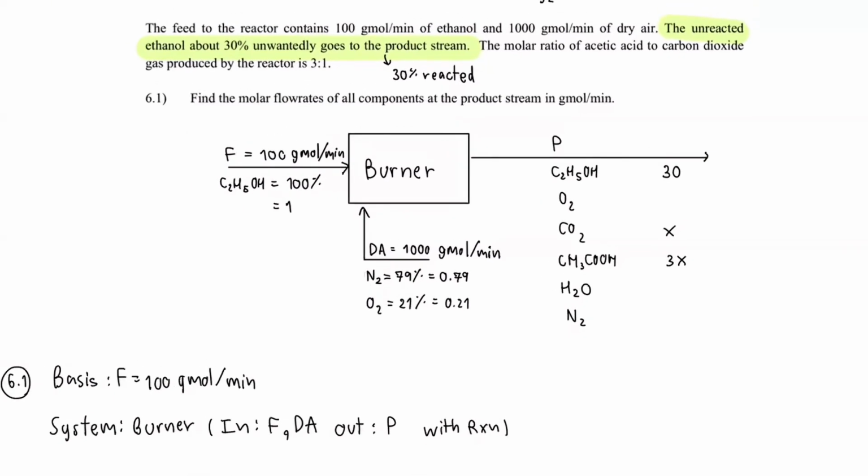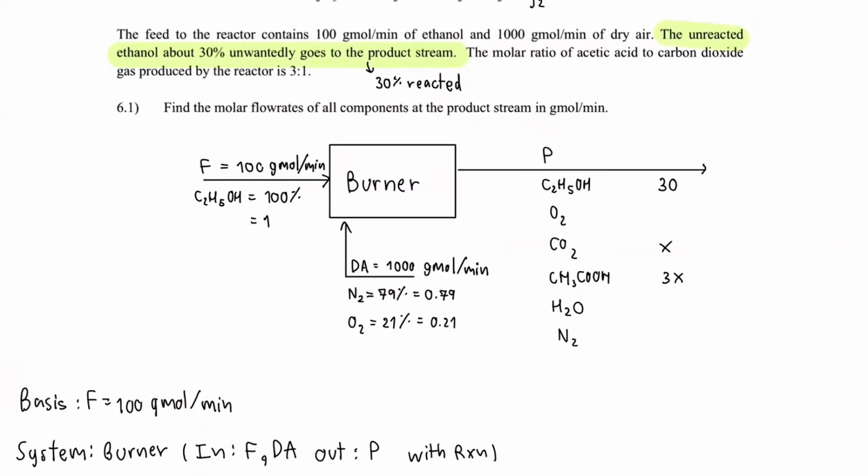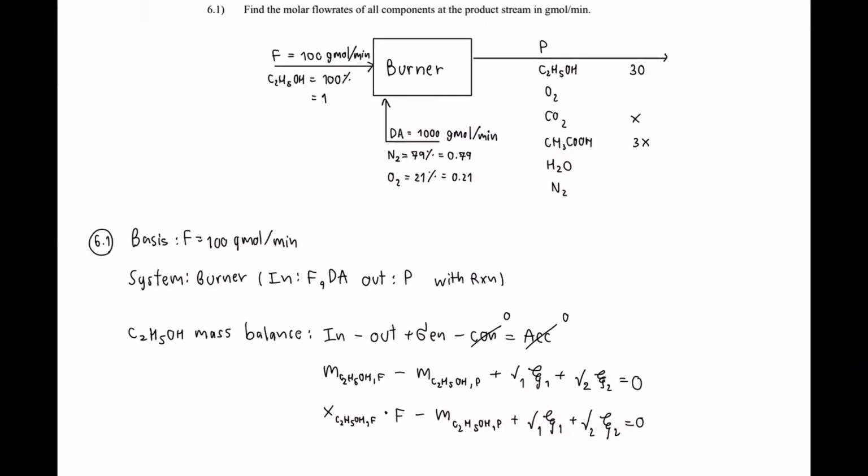For the product, we already know the ethanol is 30, so I will put 30 here. And I will set the acetic acid as 3x and carbon dioxide as x. I will set the basis as F equal to 100 gram mole per minute. This time I will name it the burner, with F here and dry air here, so the output is the P stream, with reaction.